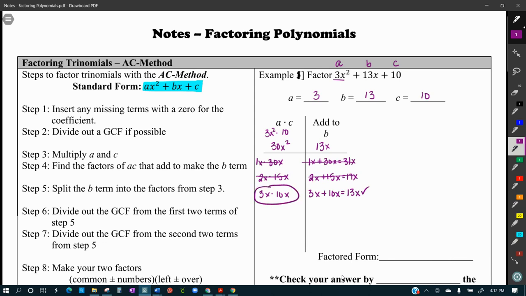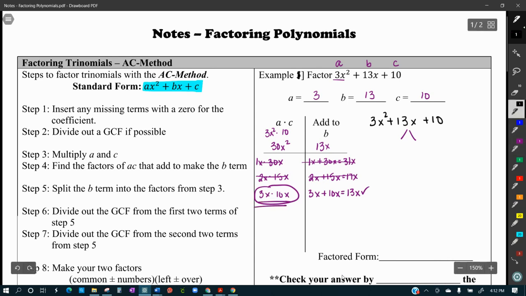Now, why do we need 13x? What we're going to do is take the original problem. So I'm going to rewrite the original 3x squared plus 13x plus 10. And we're going to break apart 13 into the two numbers we found in our table. So this becomes 3x squared plus 3x plus 10x plus 10. And now make sure that these still add up to be 13. These are like terms. So if we were trying to simplify, this would be adding up to give me 13x. 3 plus 10 makes 13.